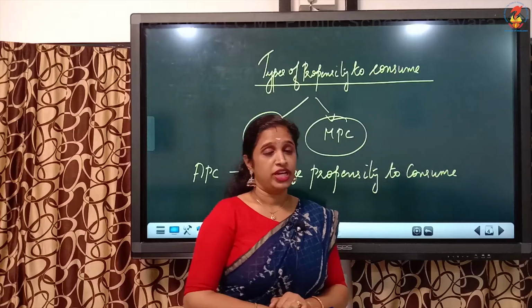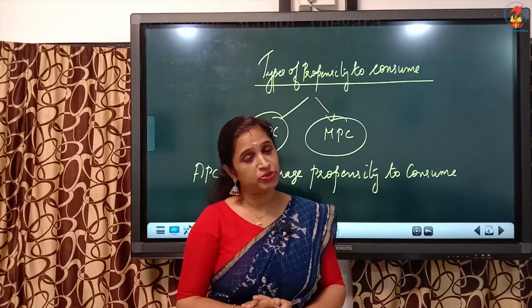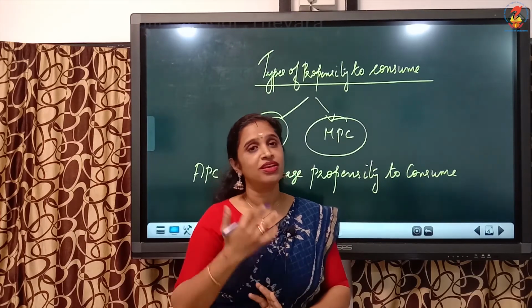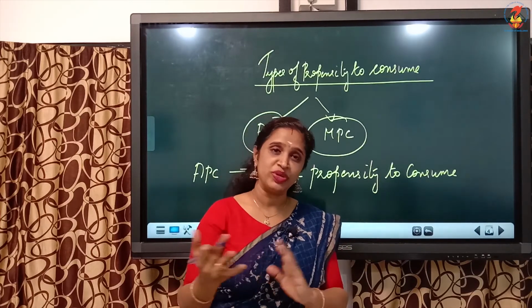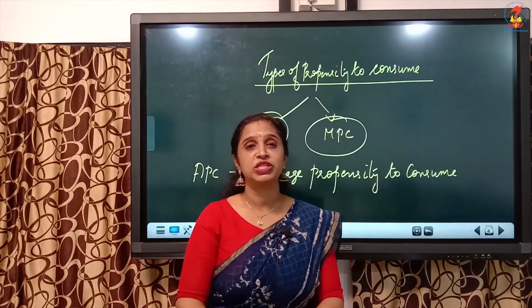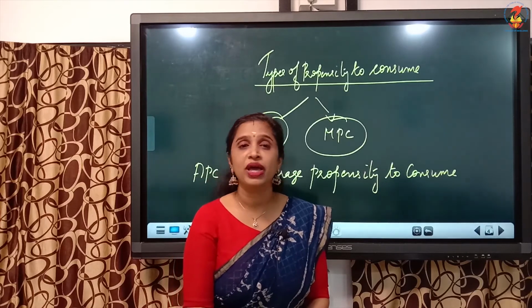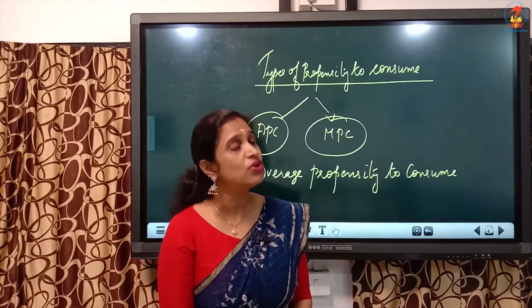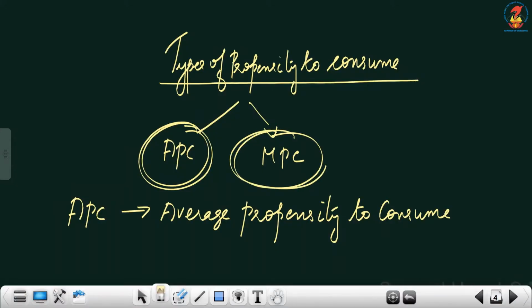Now, we will move on to the next concept. We have learned what is propensity to consume. Propensity to consume means what? When the income increases, consumption also increases. The relationship between income and consumption. Now, there are two aspects of propensity to consume. They are average propensity to consume and marginal propensity to consume. Now, let us see what is this average propensity to consume and marginal propensity to consume.